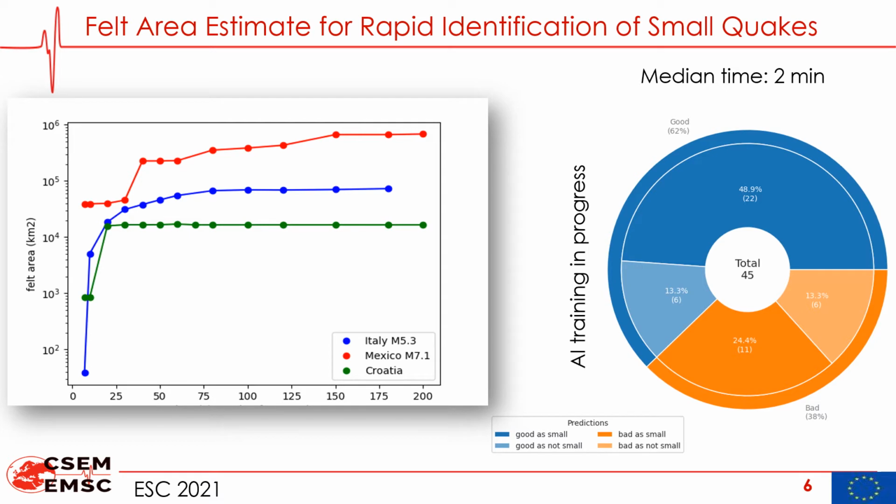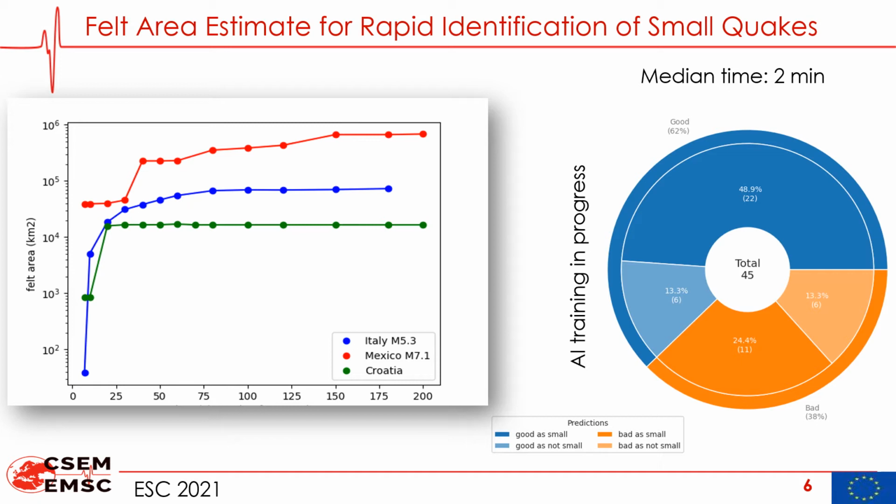So you see, basically there is no rapid increase of the size, simply because all the eyewitnesses have felt the quake at the same time. And of course, if you take a magnitude 7, the surface of the felt area is much bigger.